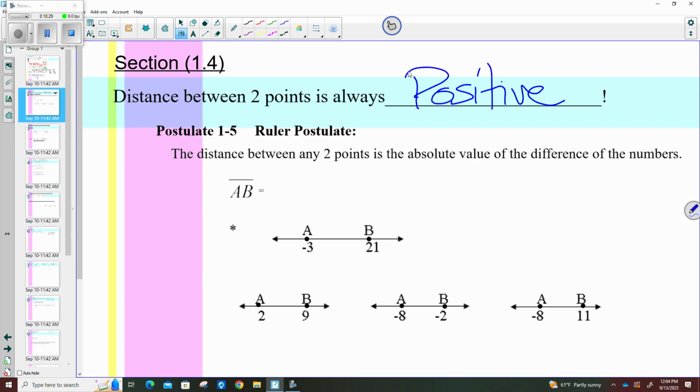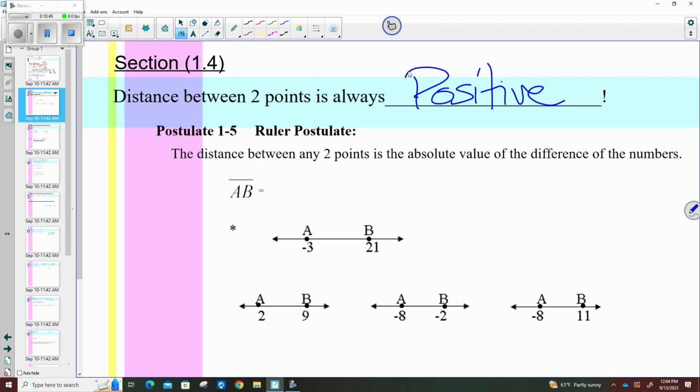We have in math an operation that takes a number that's negative and turns it into a positive. It is called absolute value. The distance between any 2 points is the absolute value of the difference of the numbers. Why? Because absolute value measures the distance from 0, and distance is always positive.